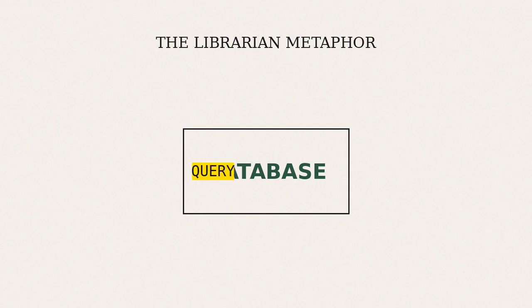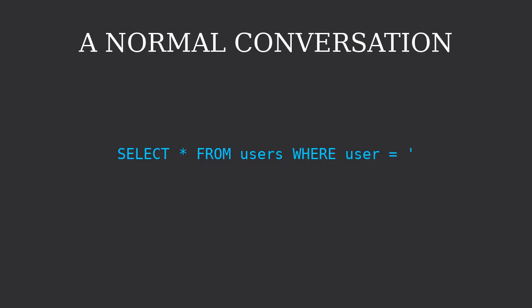To understand it, we first have to understand how a normal query works. Imagine a librarian. You give them a title, and they go find the book. This is the intended relationship. But what if the title you gave them was not a title at all, but a command to burn the library down? Normally, a server takes your input, like a username, and places it inside a template. It says, find the user where the name matches this specific string. The database processes this as a search parameter.